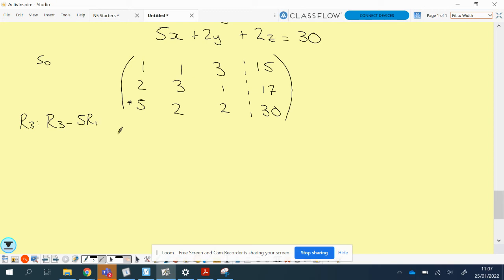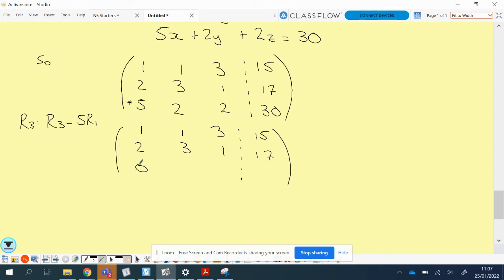So that's 1, 1, 3, 15, 2, 3, 1, 17. So those two rows didn't change. Right, let's take 5 lots of row 1 off row 3. So 5 take away 5 lots of 1 is 0. Good, that's what I was hoping.